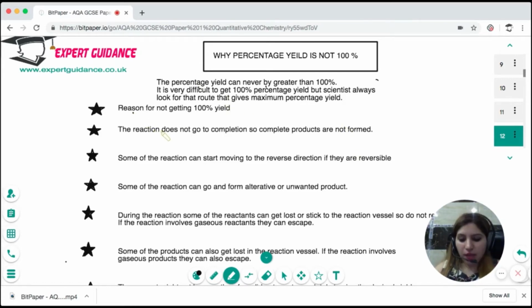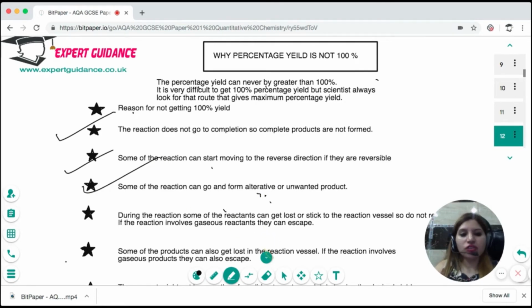First, maybe certain reactions do not go to completion and the products are not formed. Some of the reactions, if they're reversible, can start moving to the reverse side. So that will also decrease the yield. Some of the reactions can go and form an alternative or unwanted product, so you might not make the product that you want.